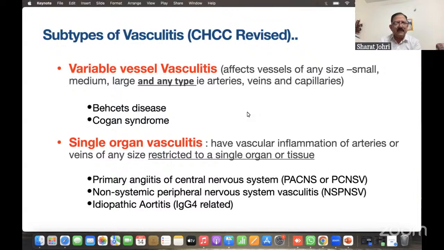Then we have single organ vasculitis, because they found that certain vasculitis affect only one organ, and they have vascular inflammation of arteries or veins of any size, but restricted to a single organ. Under this category, we have primary angiitis of CNS, PACNS, or primary CNS vasculitis. Non-systemic peripheral nervous system vasculitis is also there, and idiopathic aortitis, which affects the aorta.